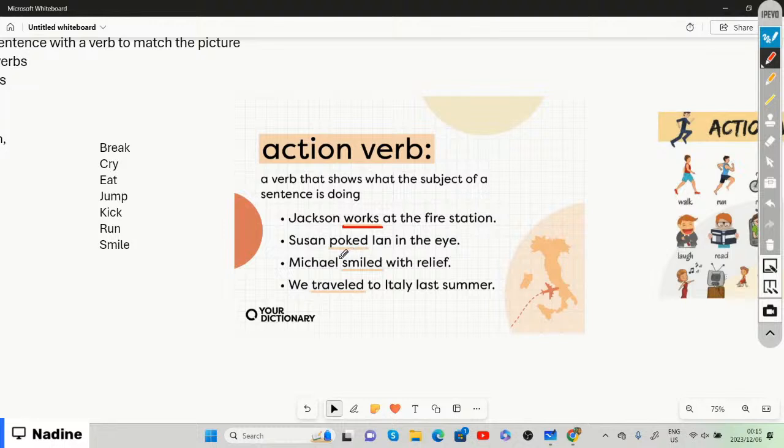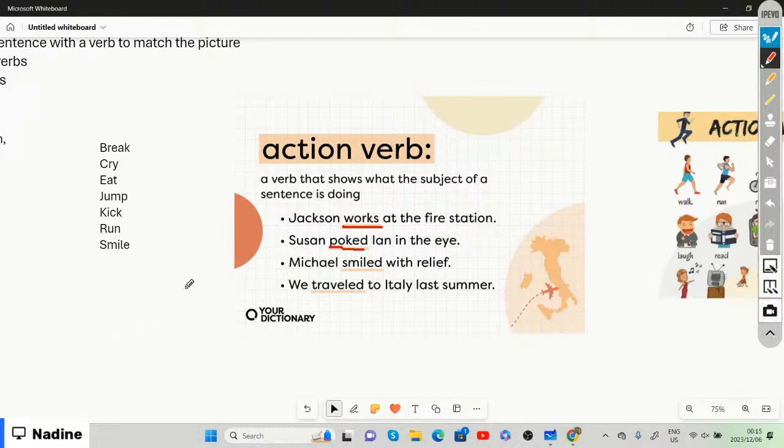If we look at the next one, it says Susan poked Ian in the eye. What is the action verb within the sentence? What did Susan do? Yes, poked is the action that Susan did. Susan poked Ian in the eye.